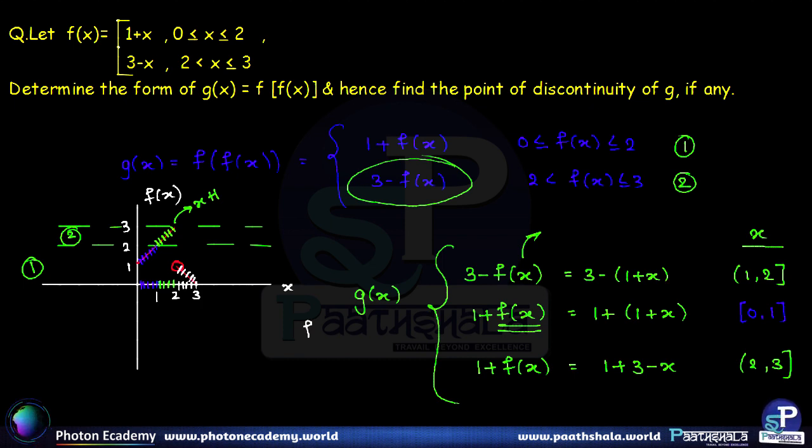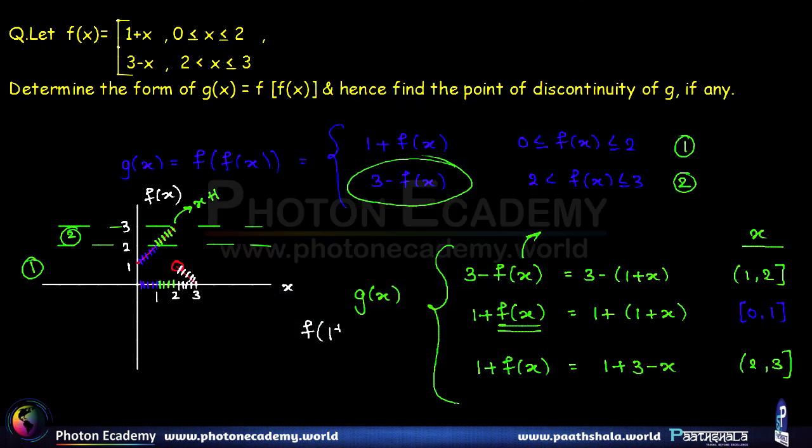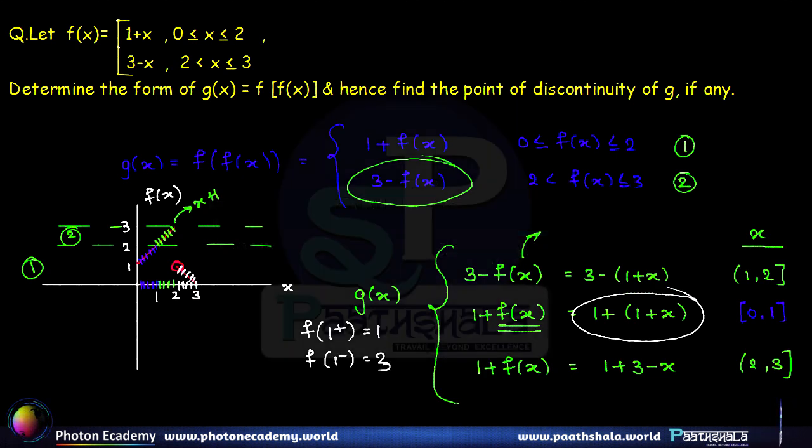So the limit from the positive side is equal to 1. From the negative side, it will become this. So 1 plus 1 plus 1, that's 3. So it is not equal, so the function is discontinuous at x equal to 1.